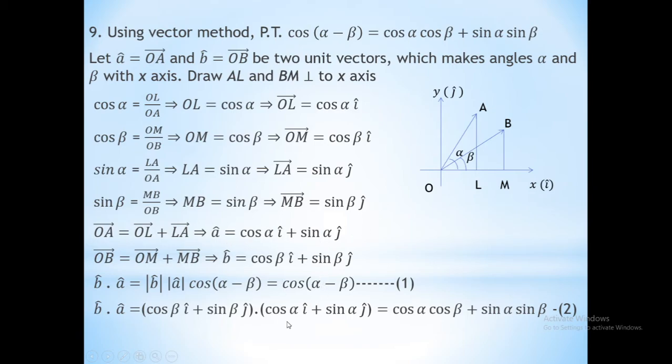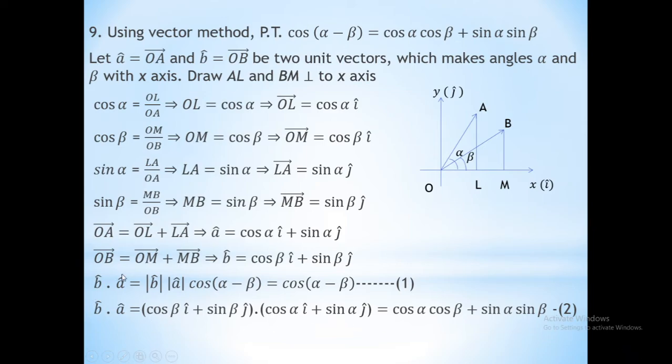Now you have to find the dot product. You know how to find the dot product. Just multiply the like vectors' coefficients. What is the like vector? I cap and I cap. So I have to multiply cos alpha with cos beta, so cos alpha cos beta. Then put a plus sign and do the same for the remaining vectors. So j cap and j cap, I have to multiply sin alpha and sin beta. It is written here. There is no k cap, so you can leave it.